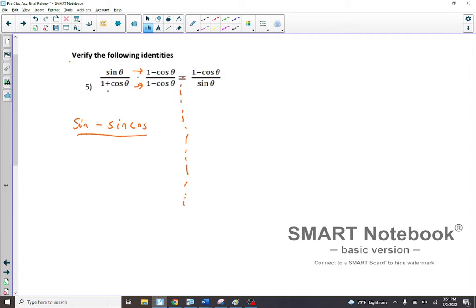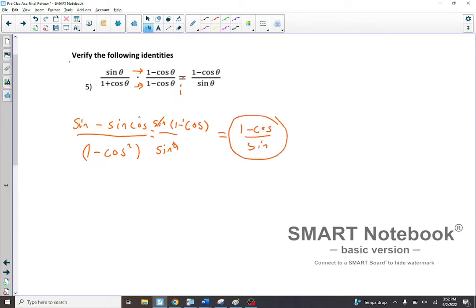And then on the bottom over here, it's going to be 1 plus cosine times 1 minus cosine. That's the difference of squares. So that's going to be 1 minus cosine squared. Well, 1 minus cosine squared on the bottom becomes sine squared. And then if I factor out the sine now, so sine times 1 minus cos, the sines cross out, leaving 1 minus cos over sine, and there's our answer.